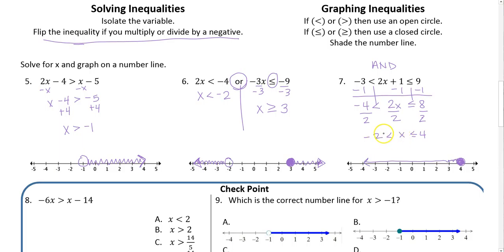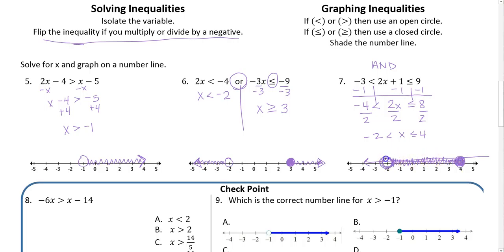Then we will have an open circle on -2. -2 is not included in the solution set. We want x is greater than -2. That means we will shade to the right. Now what you should notice is that there is some shading that overlaps. I will darken in that shading because that overlapped area is where all of the solutions occur.